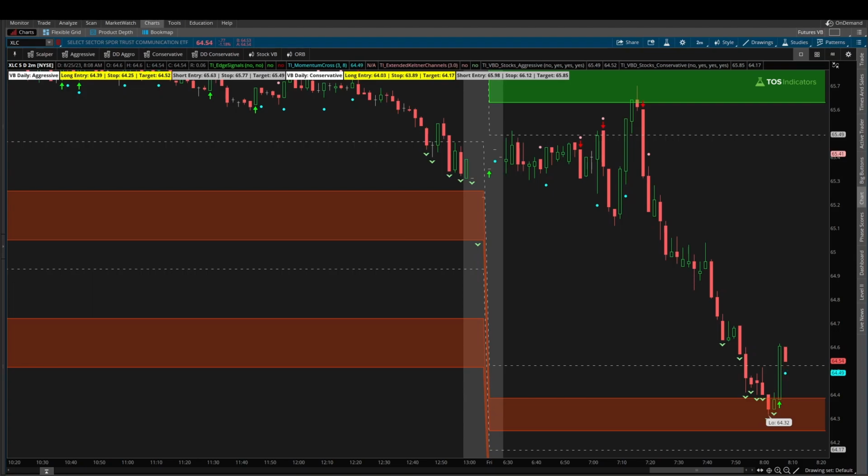So let's see what happens here with this particular instance in XLC. I'll speed up the video so you can hopefully see a bunch of price action in a shorter span of time, but still train your eyes to recognize how this price behaves once we start to see the first momentum cross.